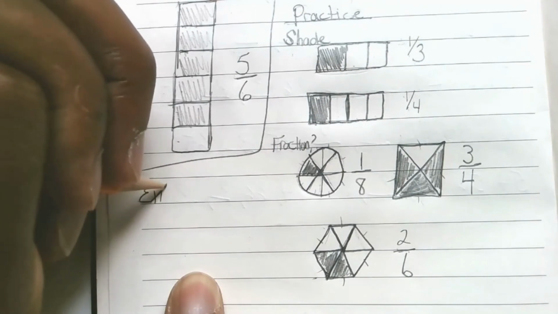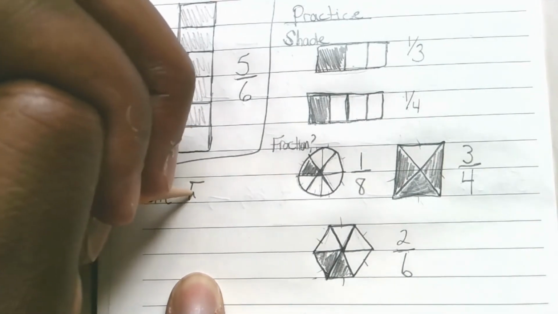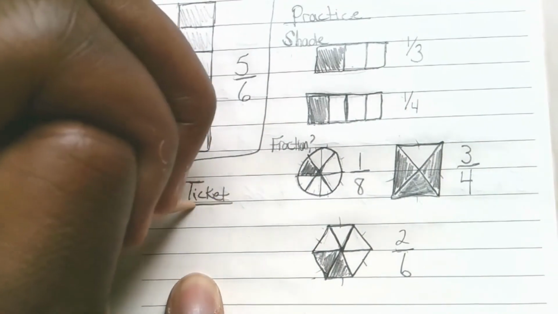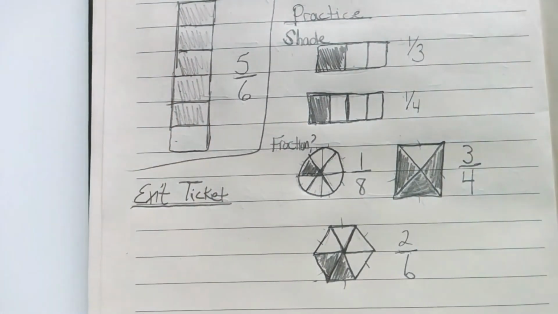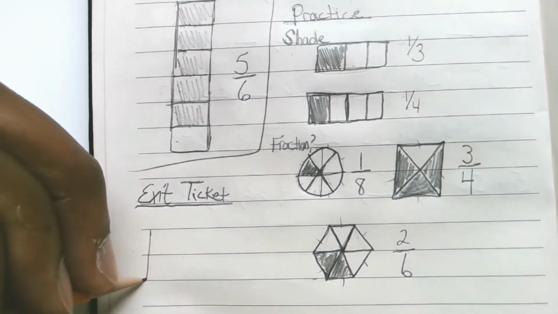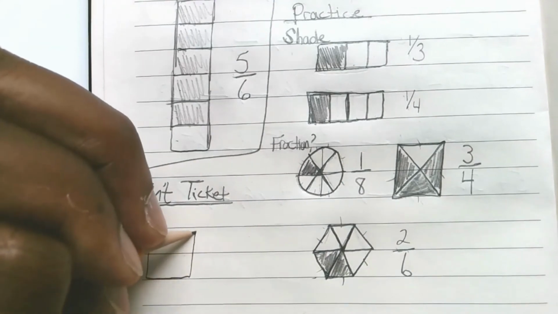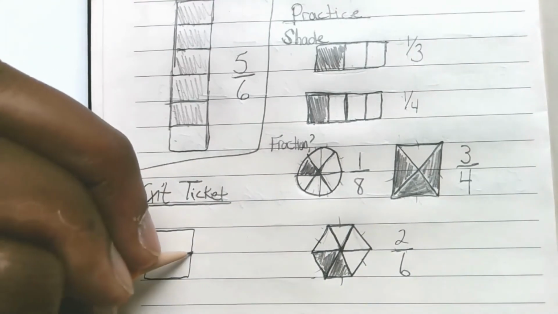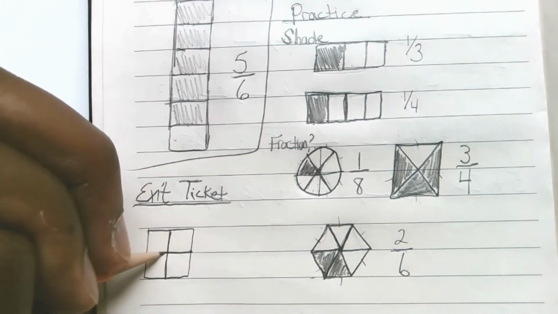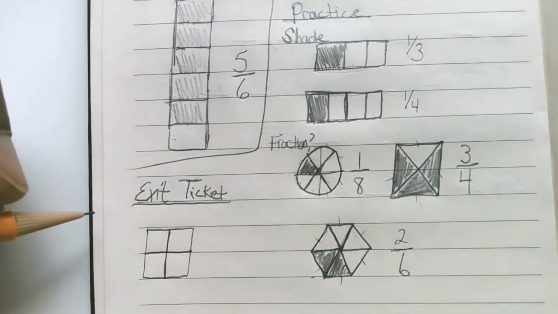All right, as always, we're going to leave you with your exit ticket. And remember, this is your chance to show what you know, okay? And I'm going to go ahead and squeeze the exit ticket on here because I'm only going to give us 2 problems to work on today for our exit ticket. The first one's going to be, I'm going to do a square here. We're going to divide it into fourths.